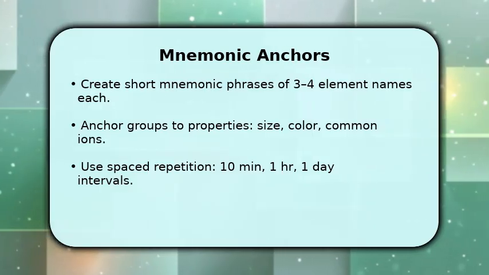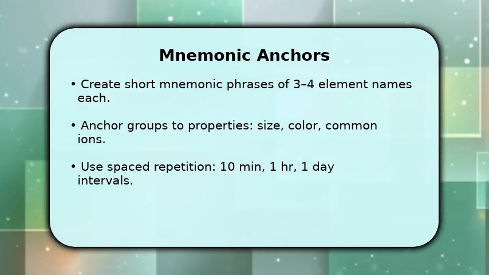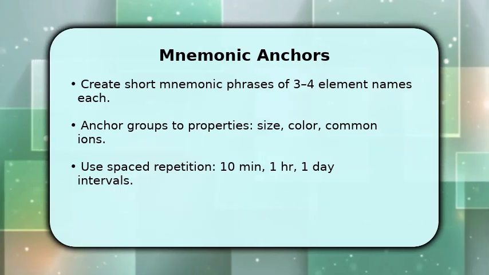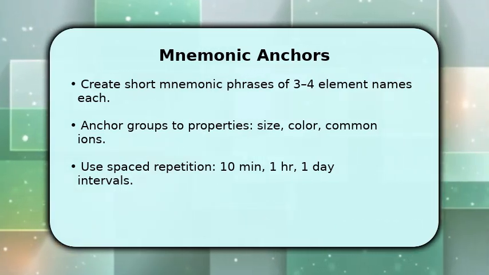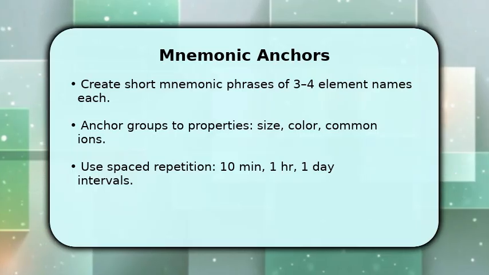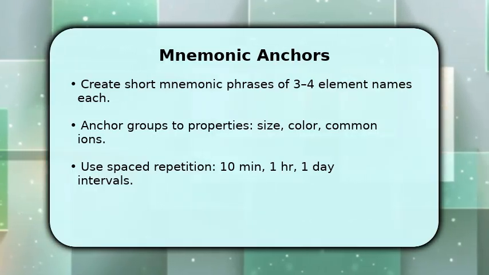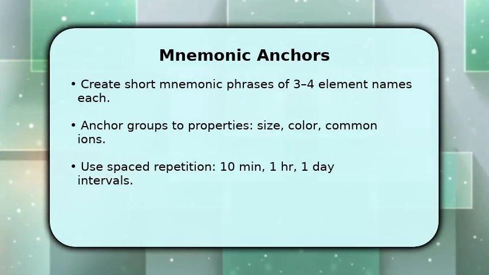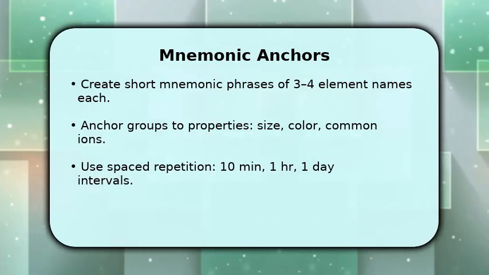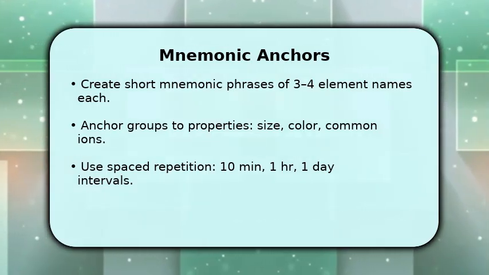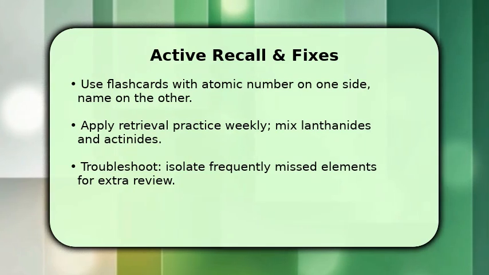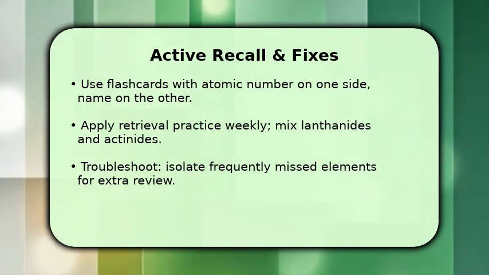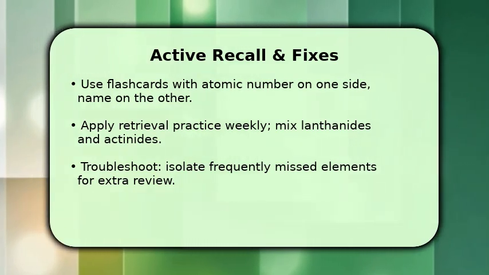Once vivid anchors exist, practice them with spaced repetition, review after 10 minutes, 1 hour, and 1 day to move names into long-term memory. Also, quiz yourself on properties, because connecting names to behavior matters. You finish by converting recognition into recall. Use active recall flashcards with atomic number on one side and the element name plus common oxidation on the other.